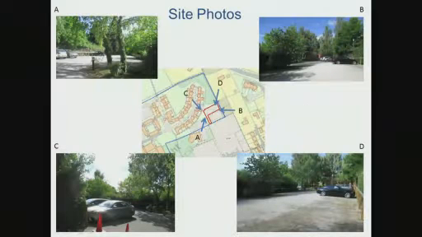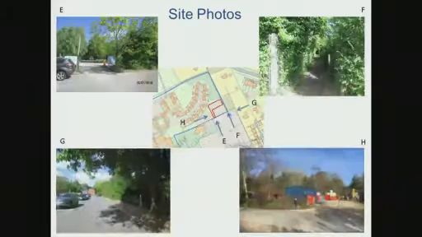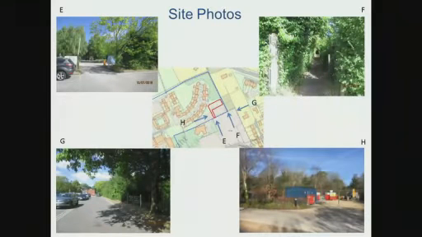So I've provided some site photographs here. Photograph A is taken from the southwest from the existing access road. Photograph B is from the east, looking towards the existing student accommodation. C is taken from the northwest, looking from the student accommodation, and D is taken from the northeast, looking across at the existing access.